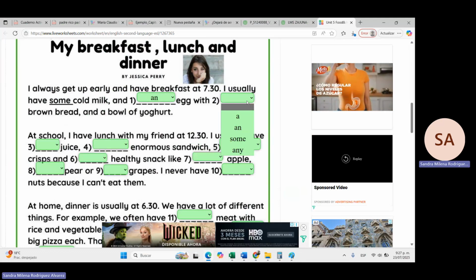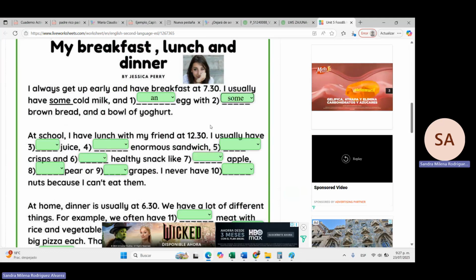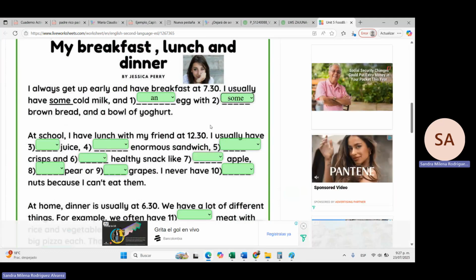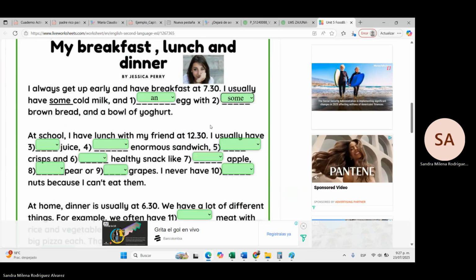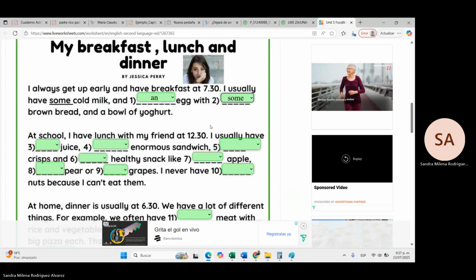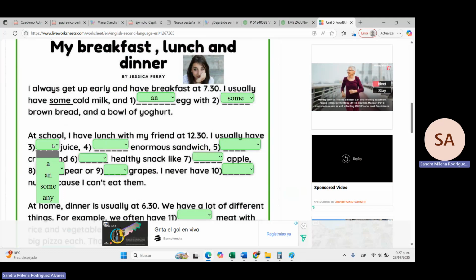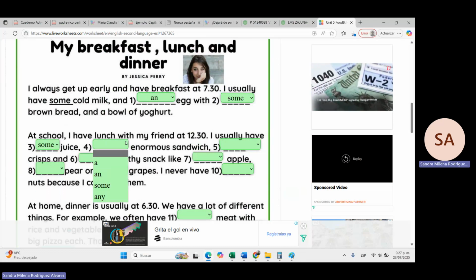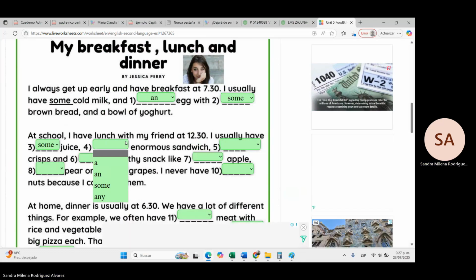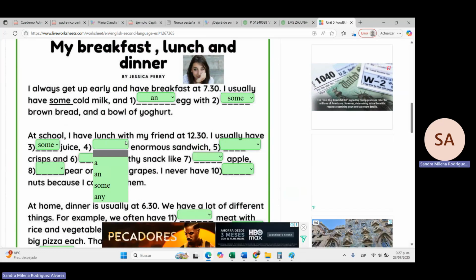As I don't have the exact amount, I could say some, and a bowl of yogurt. At school, I have lunch with my friend at 12:30. I usually have a and some or any. It would be some juice, an enormous sandwich.